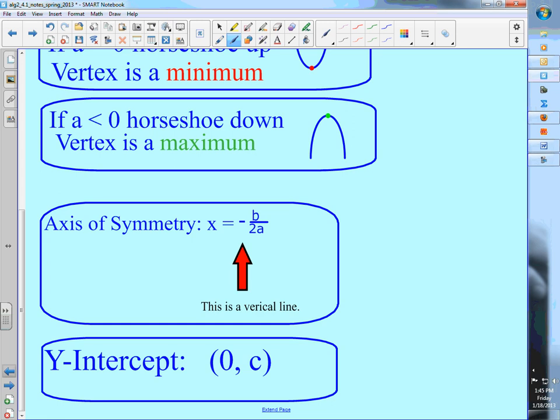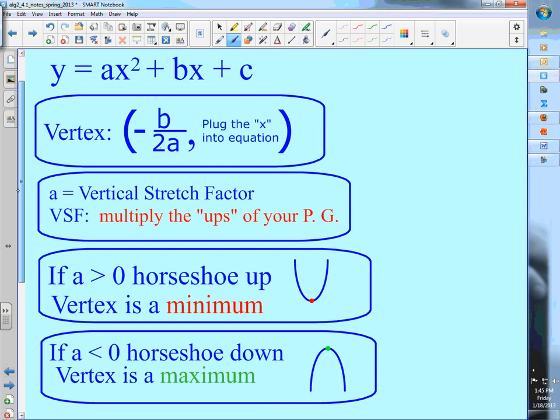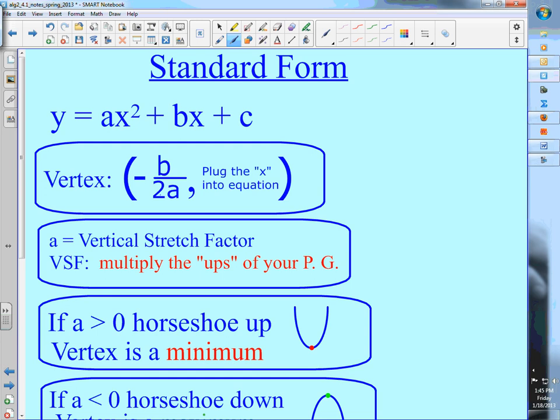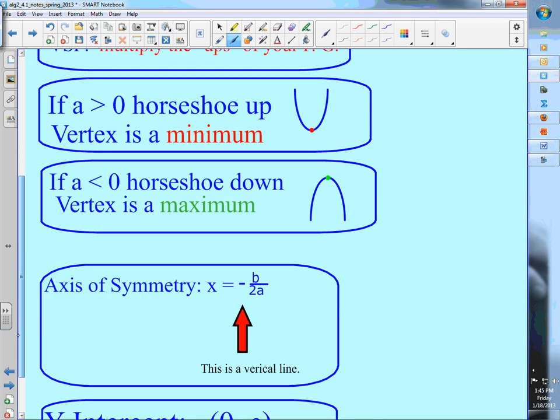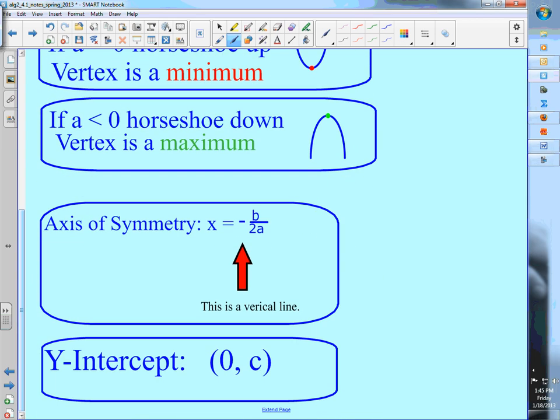Probably 9 out of 10 people who get the axis of symmetry wrong on the test or a quiz tell me the axis of symmetry is 6. The axis of symmetry is -4. And I'll write x equals 6. X equals -4. It's got to be written as a linear equation. Now, standard form again, if you're in standard form, always the value of c will be the y-coordinate of the y-intercept. Your y-intercept will be 0, c.